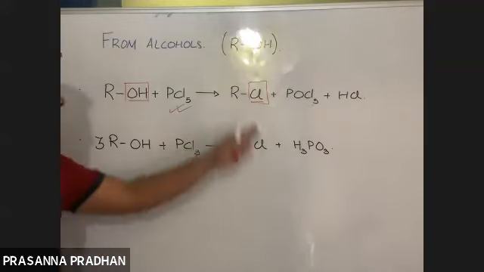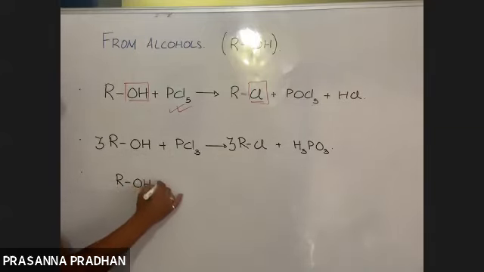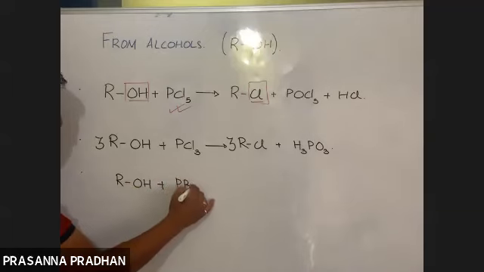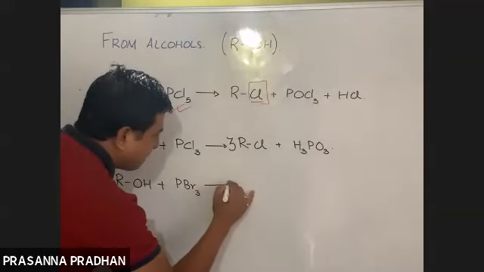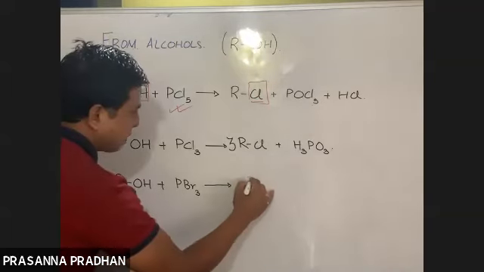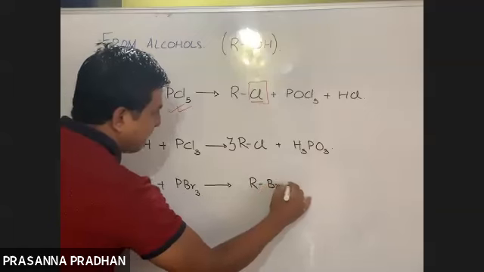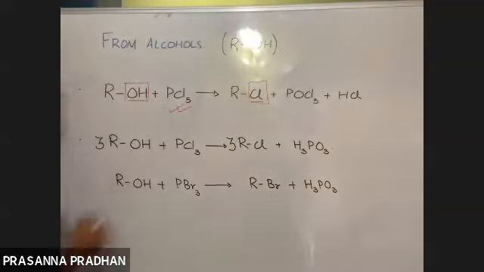Okay, the main product is the same, the side product is different. Now in this case, not only phosphorus trichloride, but phosphorus tribromide, PBr3. Although PBr5 does not exist, PBr3 does exist, right? And so what will be the product? Yes, we can easily guess the product now. Here OH will get substituted by Br. So I get R-Br plus H3PO3.